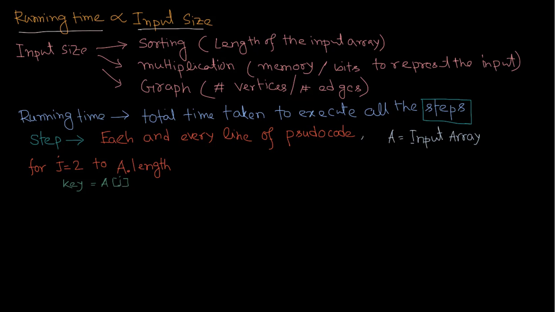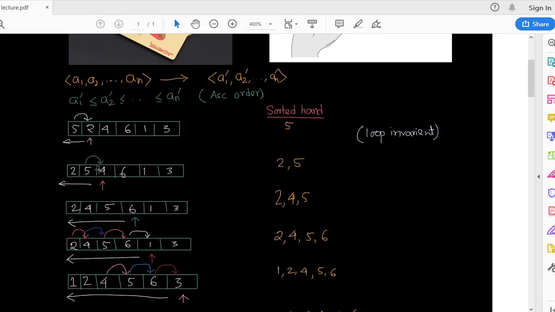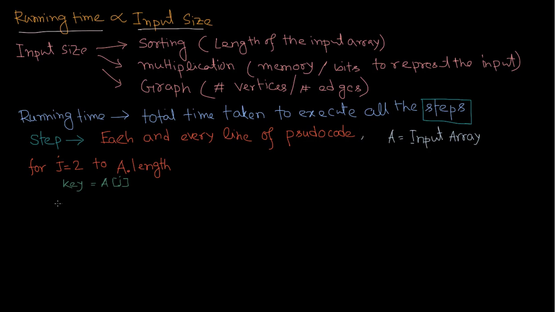Let me change color again. Now, in the second line, I have to start another loop, because from that element I have to compare it with all the other elements before it. So I need another loop, and it will start from the position just one before the current position. I'll say the second loop iterator will be i, and we'll start from j minus 1. So this is my iterator of the second loop.